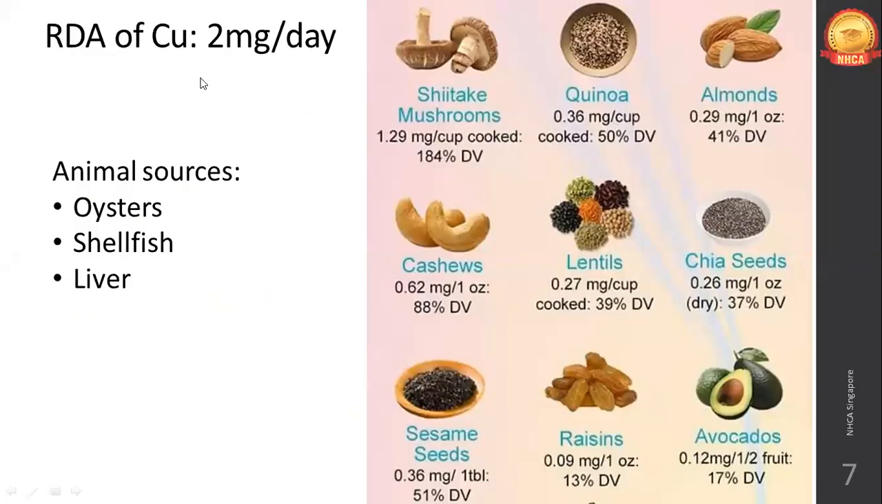Coming to the best sources of copper: oysters, shellfish, liver, seafood, animal foods. When it comes to vegetarian sources: mushrooms, quinoa, almonds, cashew, lentils, chia seeds, sesame seeds, raisins, avocados. Sunflower seeds as well. Soya bean is also a good source of copper. Chocolate as well, a rich source of copper. Naturally, vegetables and fruits have a very low content of copper. The majority of the copper is found in seeds and other grains, pulses.